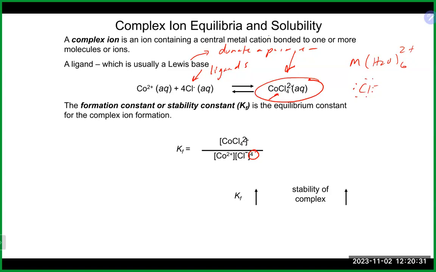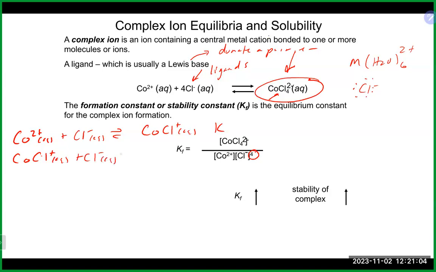By the way, these ligands actually come on one at a time, kind of like how hydrogens are lost one at a time. So in this particular example, the first thing that would happen is the cobalt would pick up one chloride and make something like CoCl plus, and there would be a K value for that part. Then this would pick up another chloride, and that will make CoCl2.